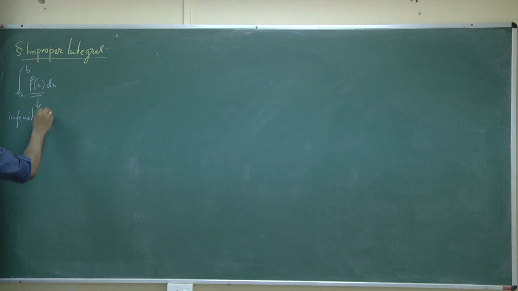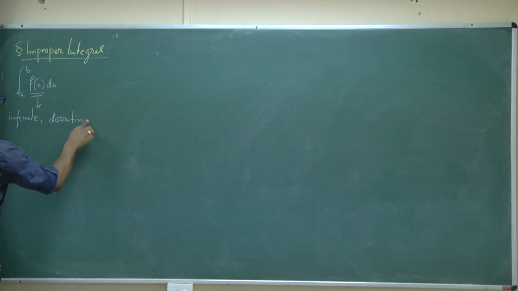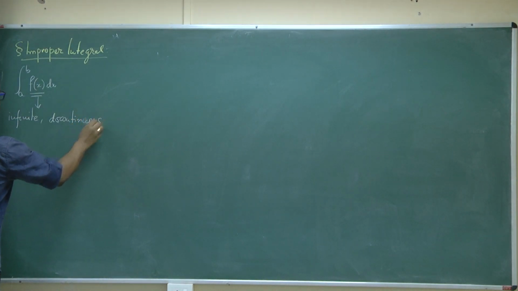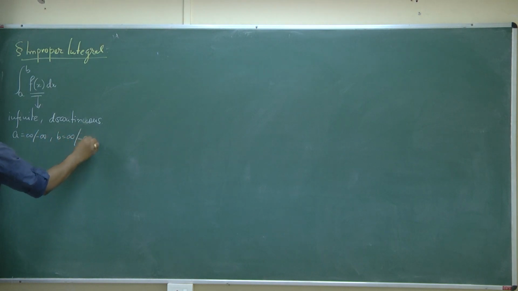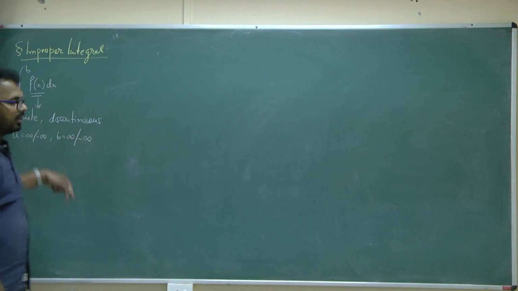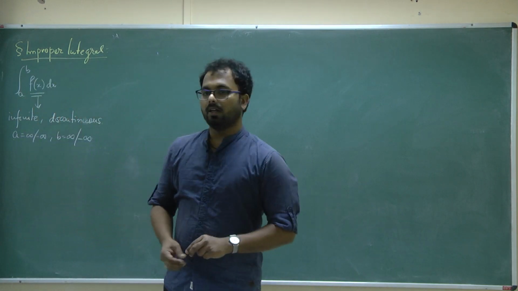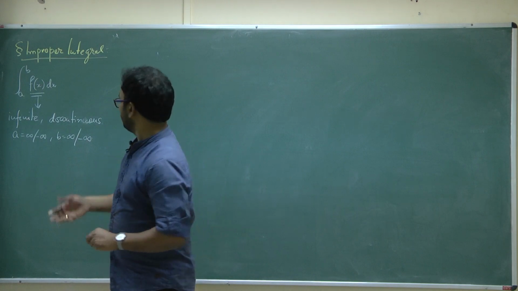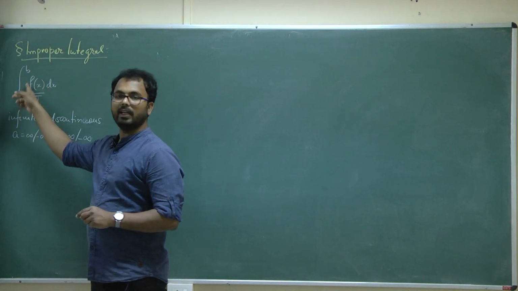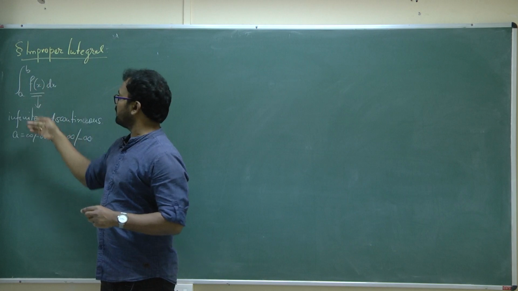Now, it may happen in several situations that f(x) is becoming infinite, or your f(x) can be discontinuous. Or it may happen that either a equals infinity or minus infinity, or your b equals infinity or minus infinity. Anything that falls into that category, such type of integrals are called improper integrals.